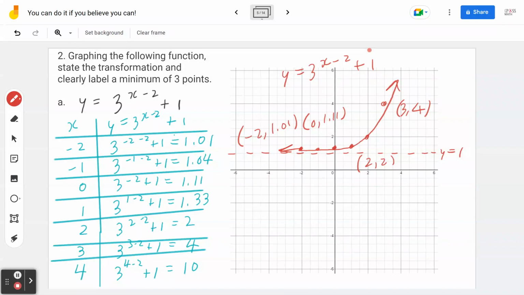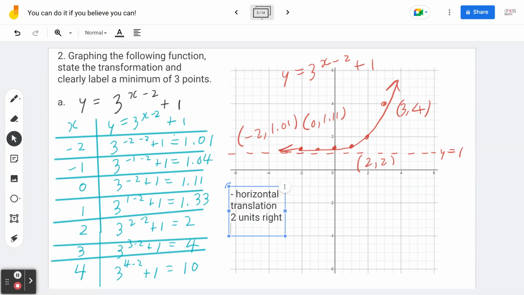Now, don't forget to state the transformation. So I'm going to grab a text box and talk about why it's better to do it in this new method. I'm going to type in the transformations. One of them, of course, is x minus 2 means you go right by 2. So you have to write down horizontal translation, 2 units right. And of course, the plus 1 means you're going up by 1, vertical translation, 1 unit up. Let's put this right here.